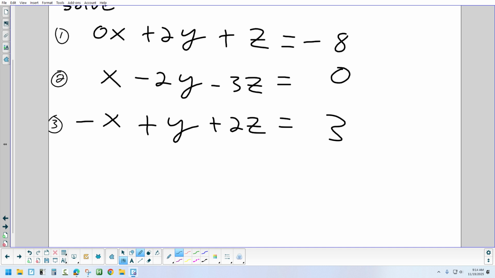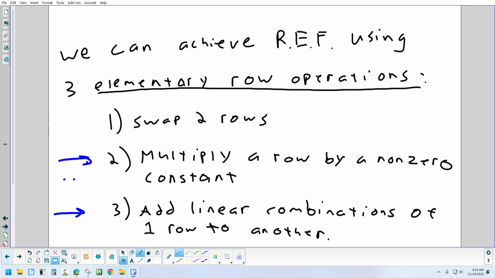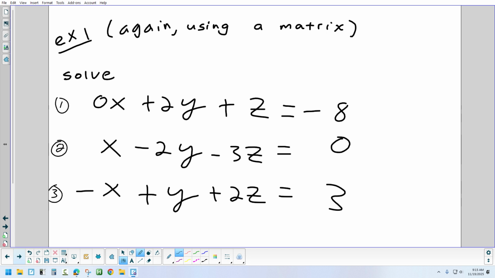Okay. So what is the very first thing that we want to try to do? We want to get a 1. And where do we want to get a 1 in our matrix? Top left, row 1, column 1. Is there any way that I could get a 1 in the top left by doing one of these three things? Swap 1 and 2. Yeah, we're going to swap rows 1 and 2.